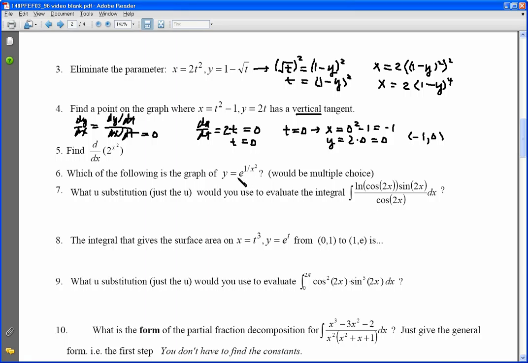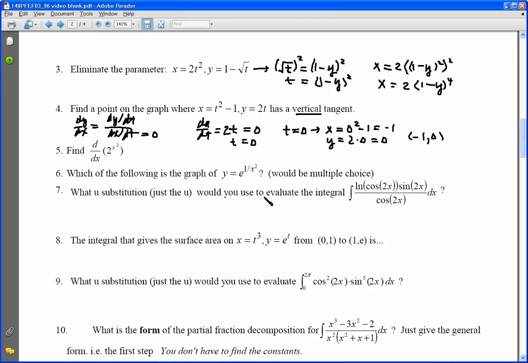Which of the following is a graph of e to the 1 over x squared? So this is basically a calculator question, just a graph identification question. This one's in y and x, but you should know how to graph in polar coordinates and also parametric equations, excuse me.